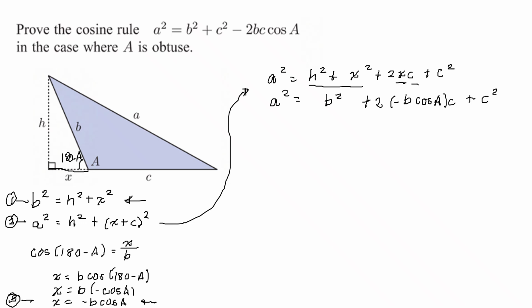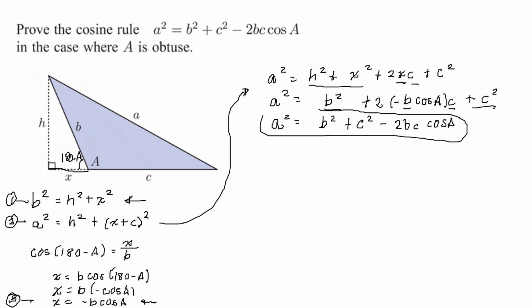So a squared equals b squared plus c squared minus 2bc cosine A. So this is what we're trying to prove. We're able to prove it, and it shows how math builds on its own.